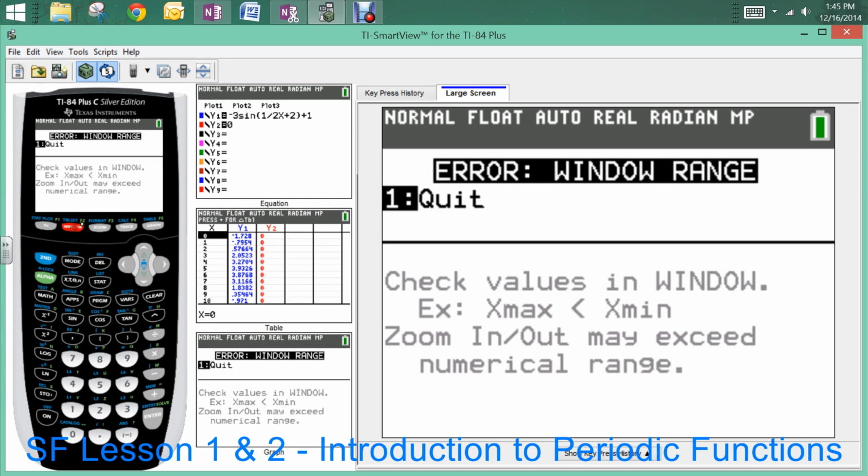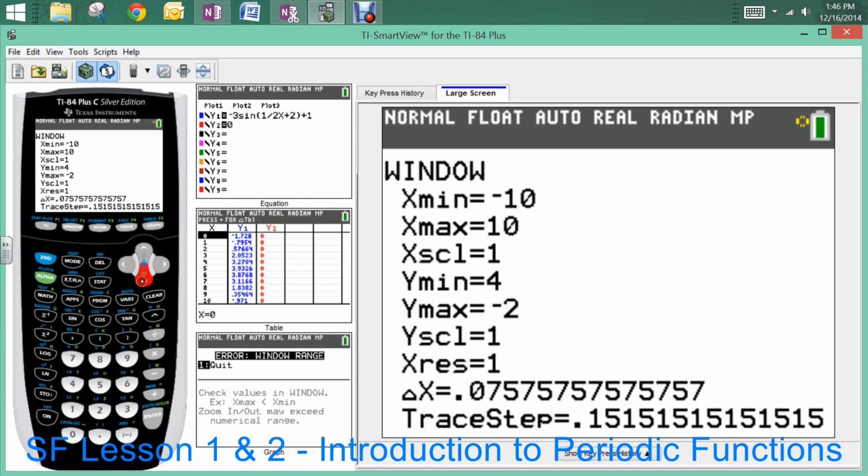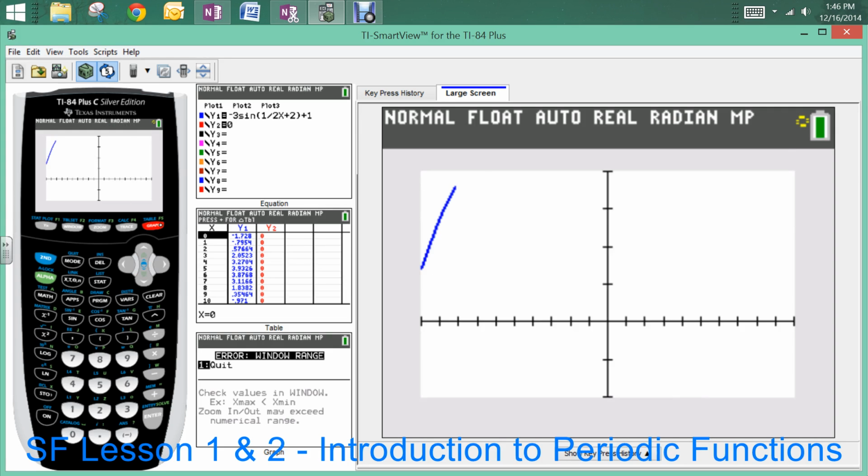Error window range, what did I do? Oh, I think I know what I did. The min is -2. I put them in the wrong spot. So the min is -2. The maximum's 4. The calculator just got confused. So I hit graph. I take a look at this.